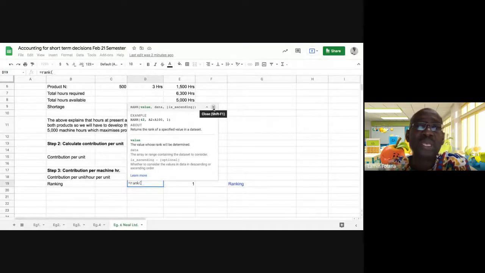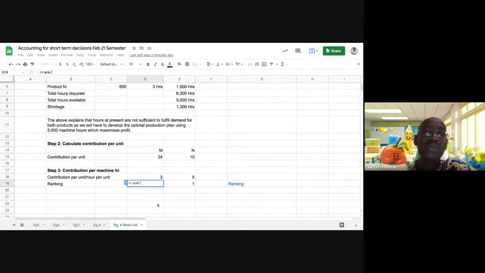So let's close the teacher, the mualimu, who is trying to guide us. We know how to guide ourselves, so we just close it. Okay. So we say equals rank. Which number do we want to rank? Can someone tell me the cell reference of the number we want to rank? The number we want to rank is the contribution per machine hour for M. That's the first one, and then we can replicate the formula to the other product.